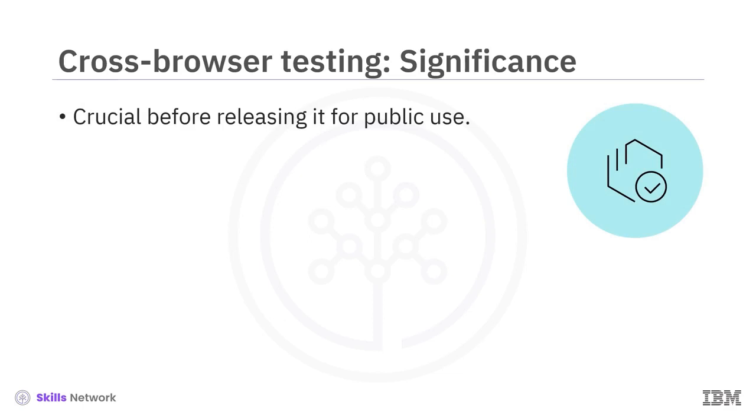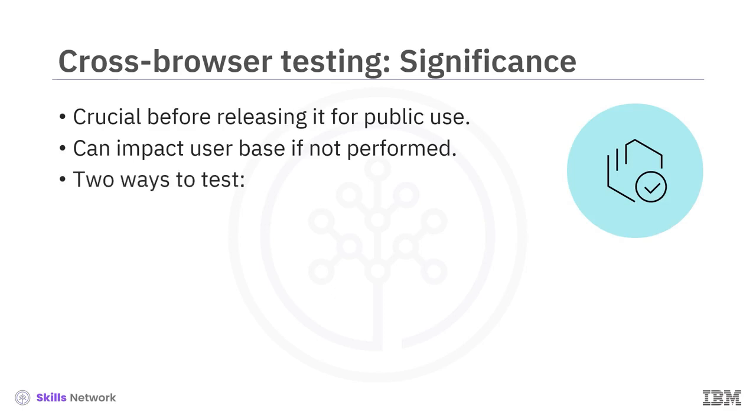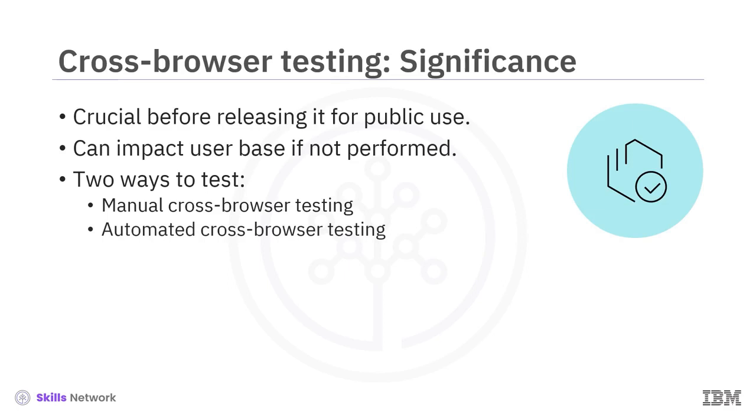Cross-browser testing is crucial before releasing a website for public use. If you don't conduct cross-browser testing, there is a high possibility that a website will have a bad user experience that will impact its user base. There are two ways to perform cross-browser testing. It can be done automatically or manually. Manual cross-browser testing generates automated test scripts, enabling testers to develop better test scenarios. Automated cross-browser testing speeds up the testing process by removing repetitive test cases.